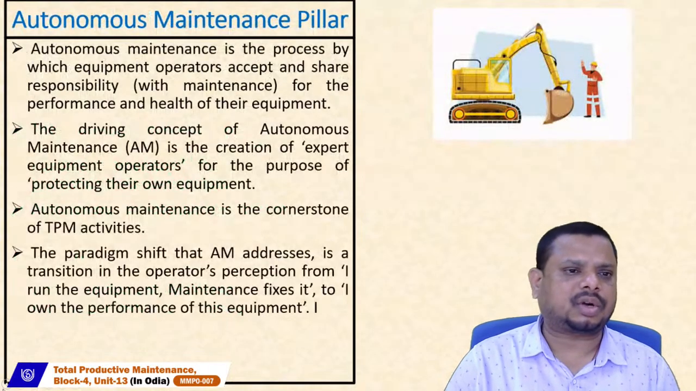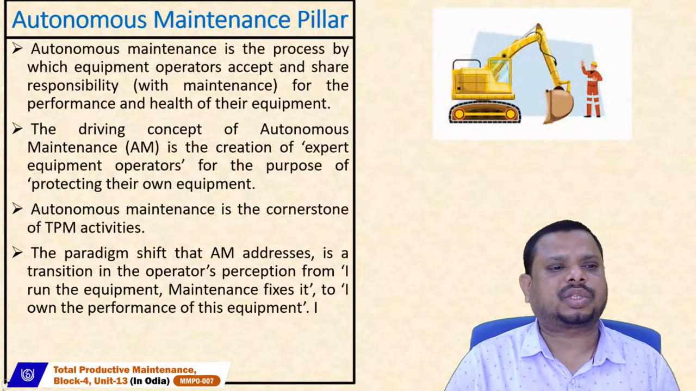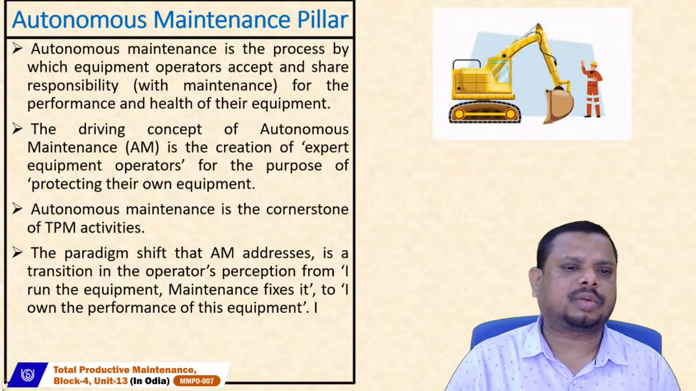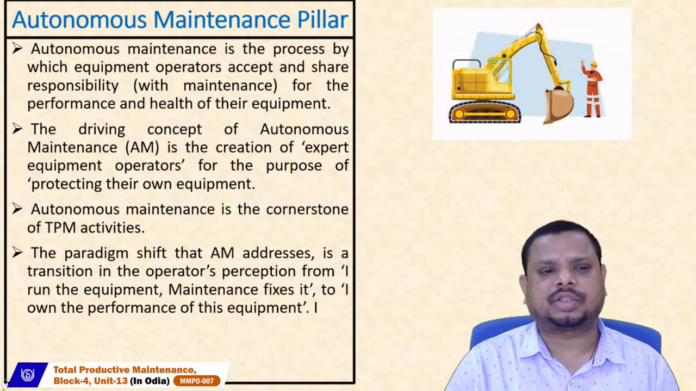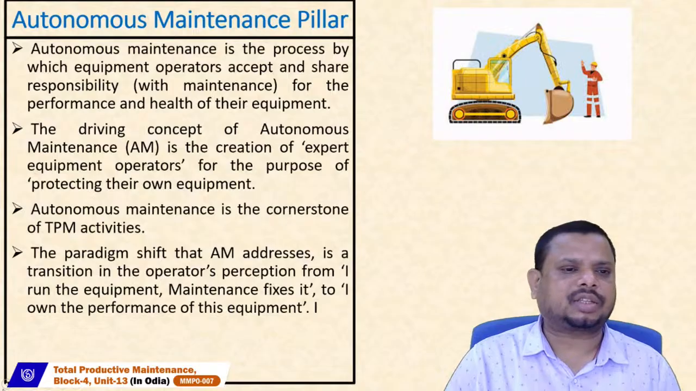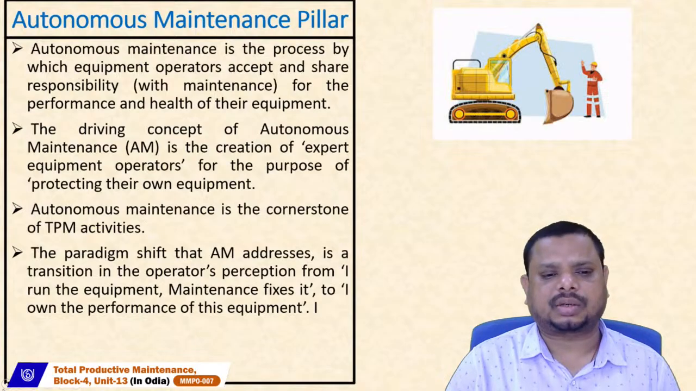So let's understand the autonomous maintenance pillar. The autonomous maintenance pillar is the process by which the equipment operator accepts and shares the responsibilities. So for example, if an earth moving operator is involved, in that case, he accepts and shares the responsibilities for the performance and the health of the equipment. The next important part driving the concept of autonomous maintenance is the creation of expert equipment operators for the purpose of protecting their own equipment.